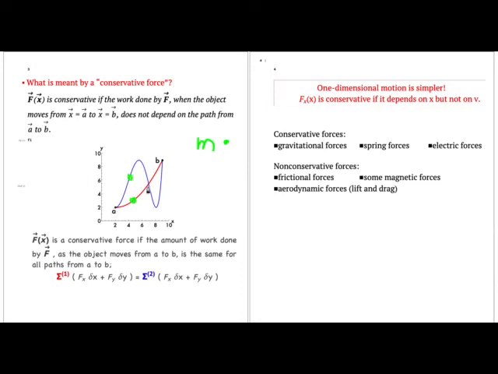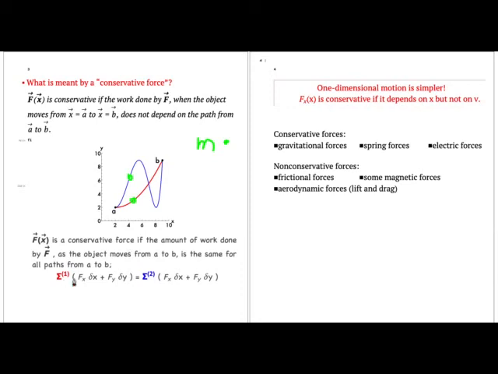The final displacement is the same for all curves that start at A and end at B. The final displacement will just be B minus A. But the sum of infinitesimal displacements from A to B can be very different. F is a conservative force if the amount of work done by that force as the object moves from A to B is the same for all the possible paths from A to B.